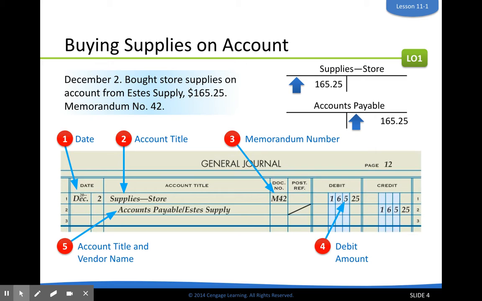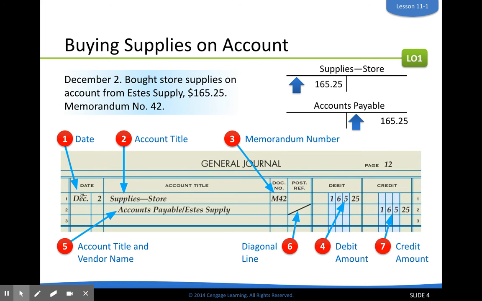Then we have our debit amount. And then we have accounts payable and the vendor name. So accounts payable / Estes Supplies. That's important because when we go to post, we need to post that $165.25 credit into both of those accounts. So we have the / there, and then we also have the diagonal line in the post reference column to split that box into 2 sections. So we can write the accounts payable account number as well as the account number for Estes Supply.